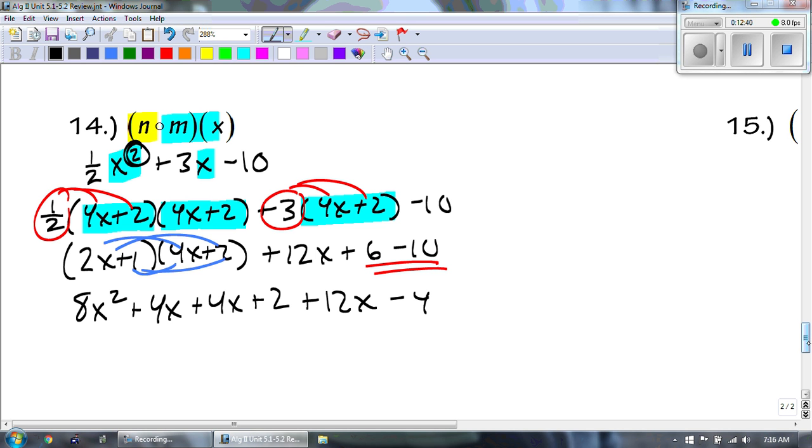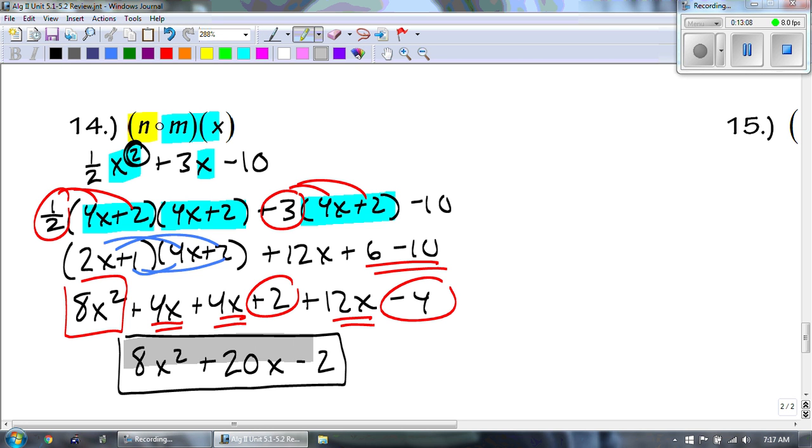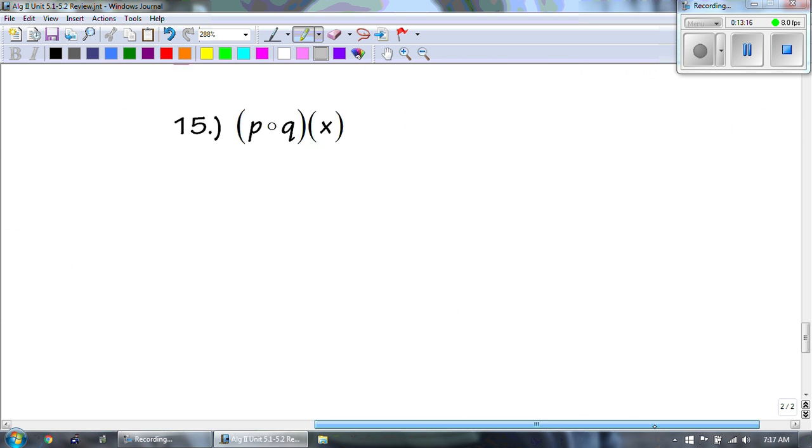Now I can just search for all of my like terms. I have the 8x squared. Okay, he is all by himself. 4 plus 4 plus 12. 4 plus 4 is 8. 8 plus 12 is 20x. And then I have 2 minus 4, which is negative 2. So 8x squared plus 20x minus 2 is our final answer. Okay, it's all about being organized with these guys.